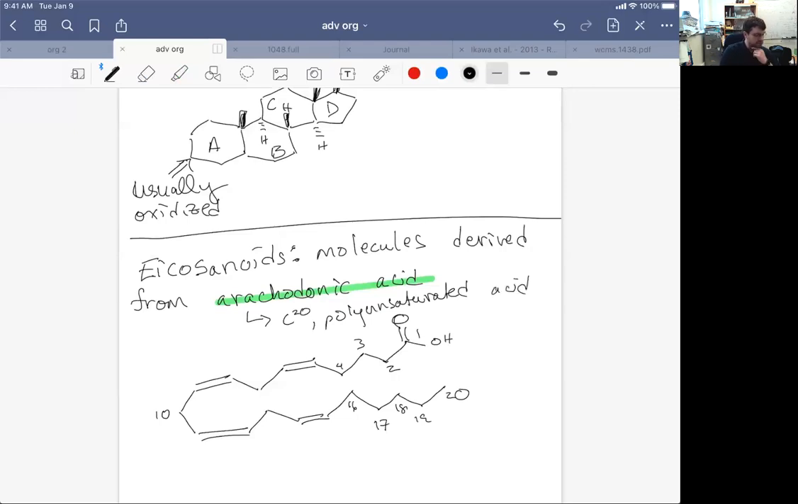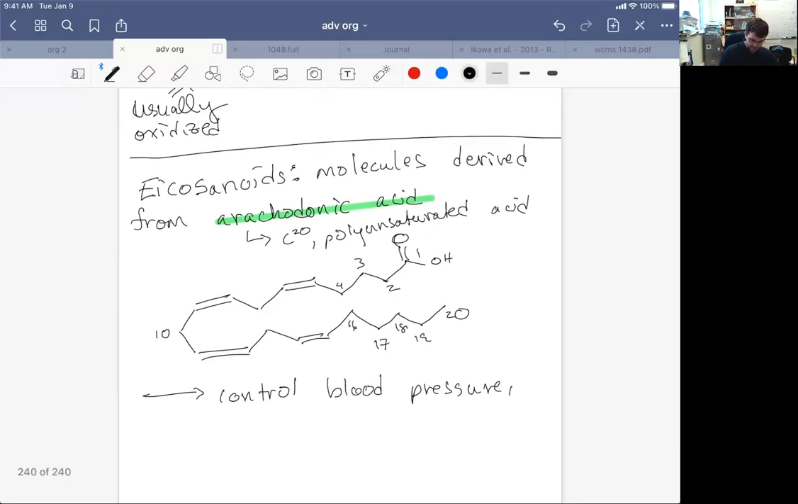This molecule builds up several types of molecules called icosanoids. These are also signaling molecules. They are critical, and also very functional. They really regulate super important processes. In particular, they control blood pressure, blood clotting, and inflammation.